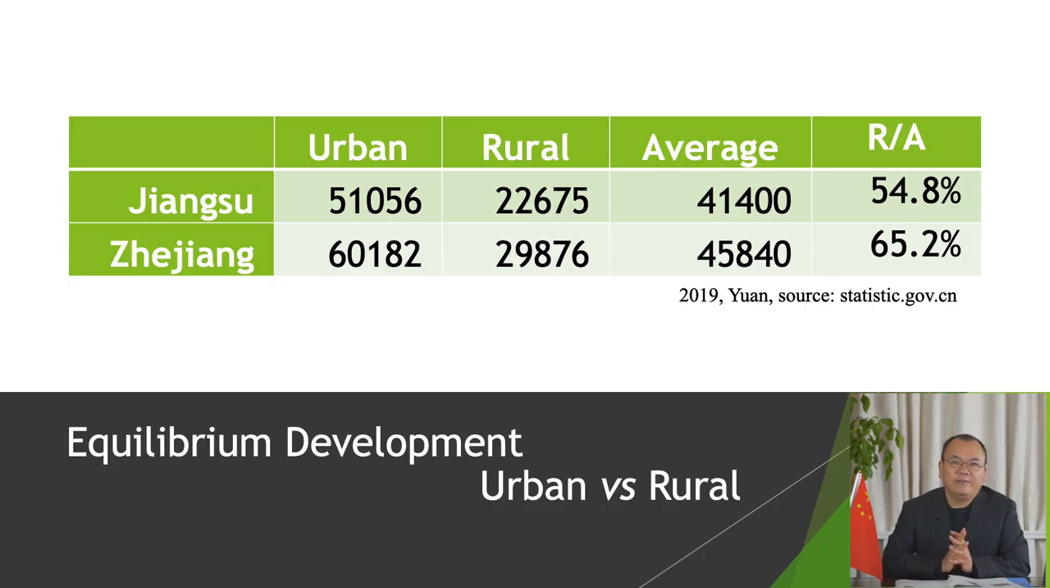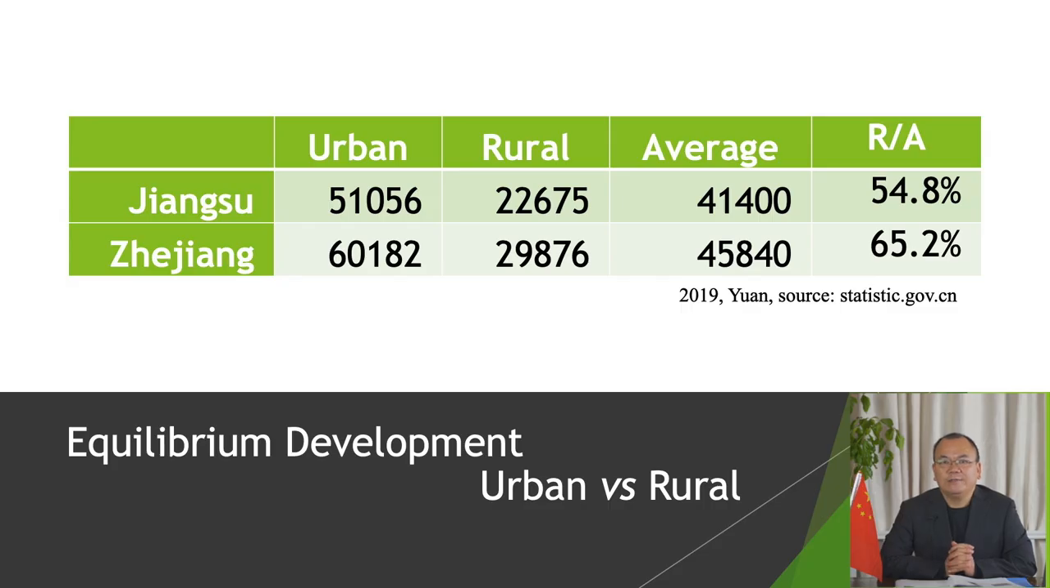So you can make comparison by using the numbers of urban minus the numbers of rural. And the second is to make comparison between the rural to the average. I use the second. We make a comparison between the rural disposable income and the average disposable income. So for Jiangsu province, this ratio, rural disposable income and average disposable income, which means the rural disposable income is 54.8% of the average. Jiangsu is this picture.